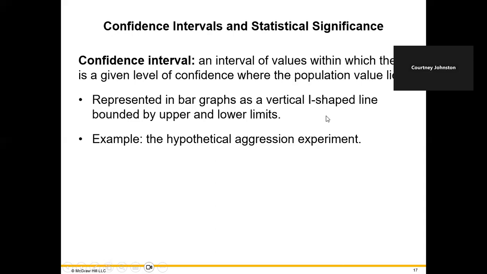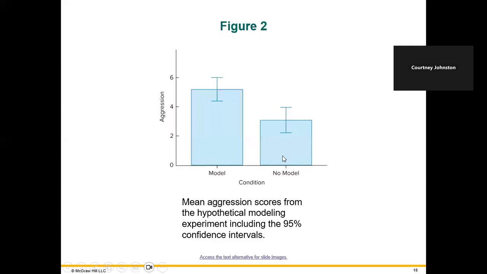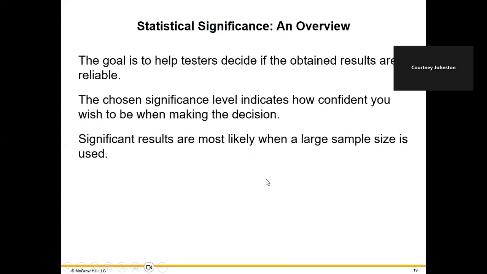We then have confidence intervals. This is an interval of values within which there's a given level of confidence that the population value lies. It's represented in bar graphs as a vertical I-shaped line bounded by upper and lower limits. Again, the hypothetical aggression experiment, with confidence intervals here, you can see from 4 to 6, 2 to 4. The mean aggression scores from the hypothetical modeling experiment include the 95% confidence intervals that you can see here.